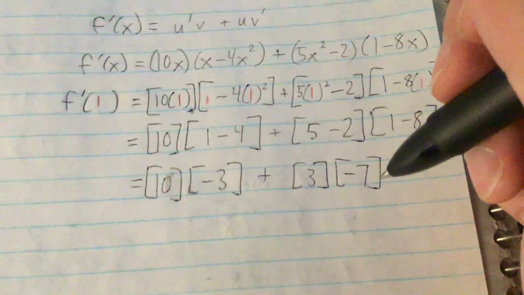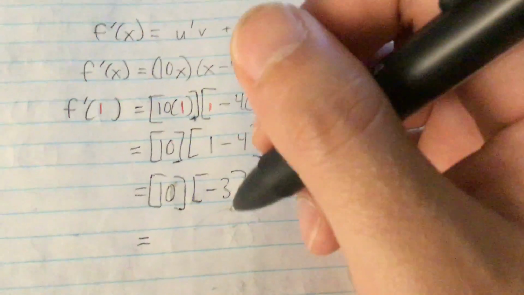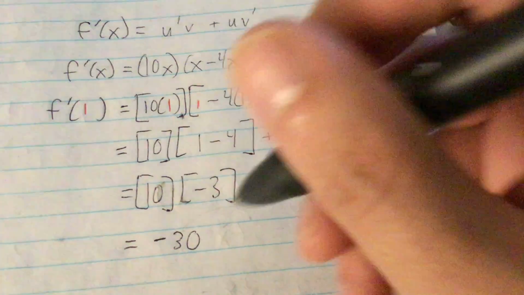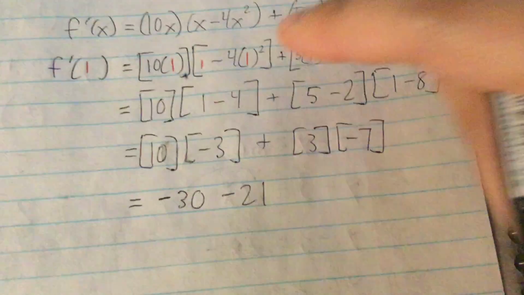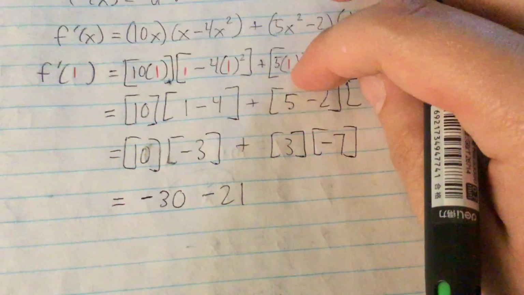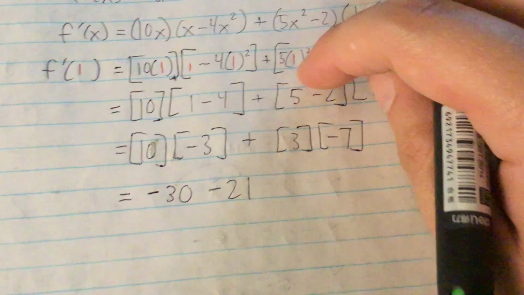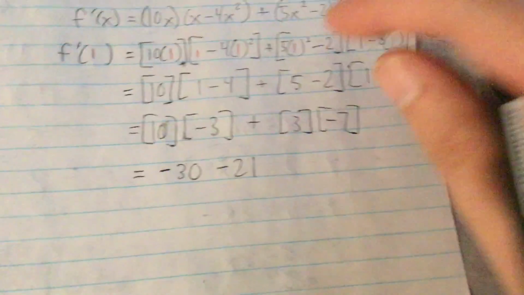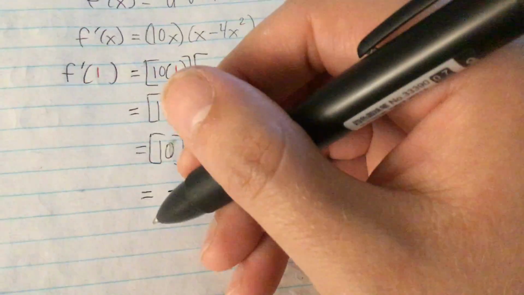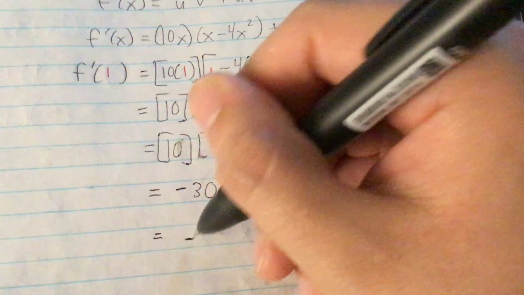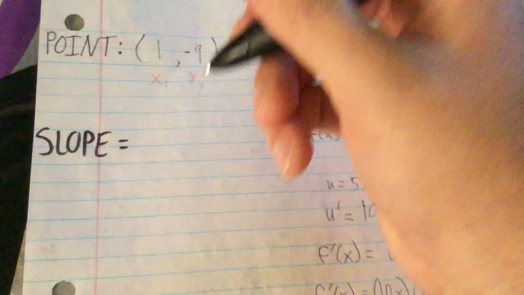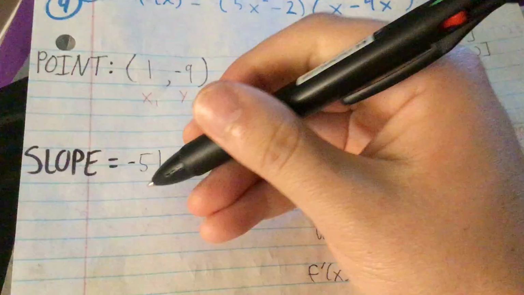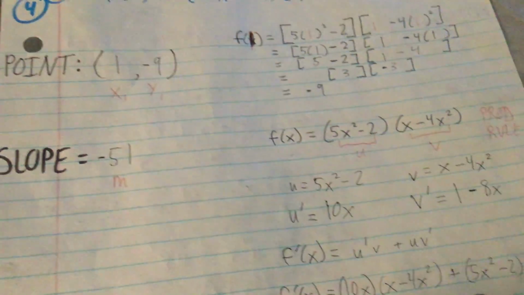Oh, this isn't going to be too bad. Oh, I take it back. So 10 times negative 3 is negative 30. And then plus 3 times negative 7, negative 21. So I'm hoping that this is correct. I checked it before. It is correct. But you see how even x equals 1 can give me a headache. So when x equals 1, the slope at x equals 1 is negative 51. So the slope is negative 51. Lovely. Wow, that's pretty steep downward.